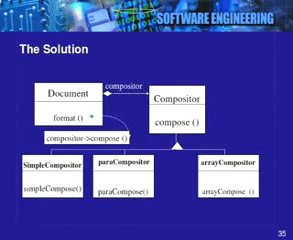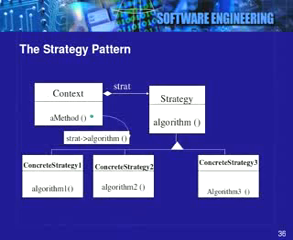And this is your solution. So you have a document and you have various subclasses of your compositor. The document contains the compositor, and the compose is implemented in different subclasses. So this is your strategy pattern. So you have many strategies, concrete strategy 1, 2, 3, etc. All of them implement the algorithms differently. So this is your strategy pattern.